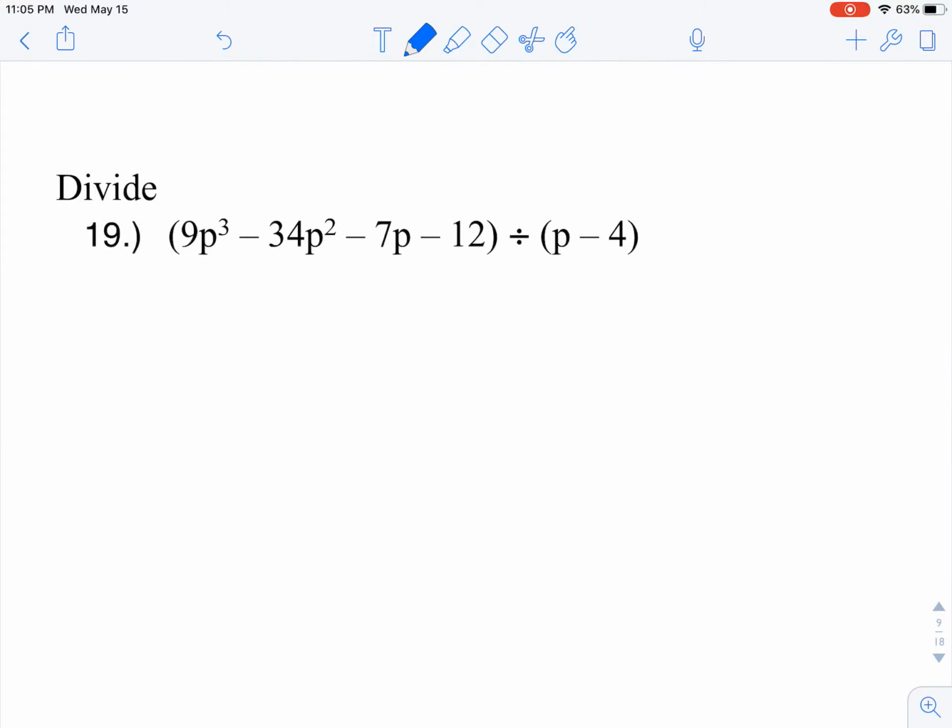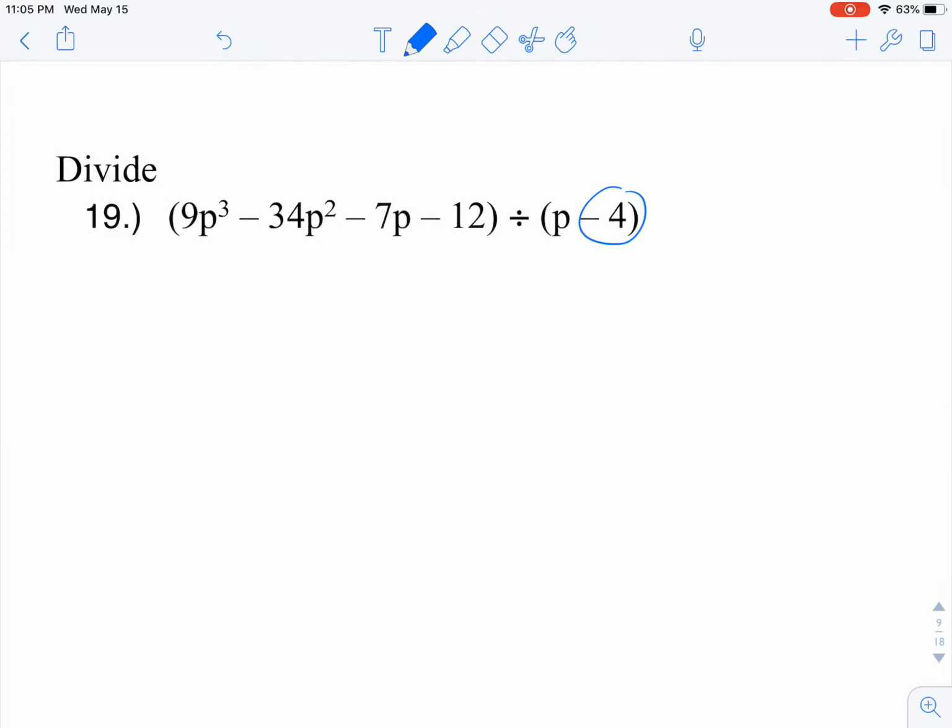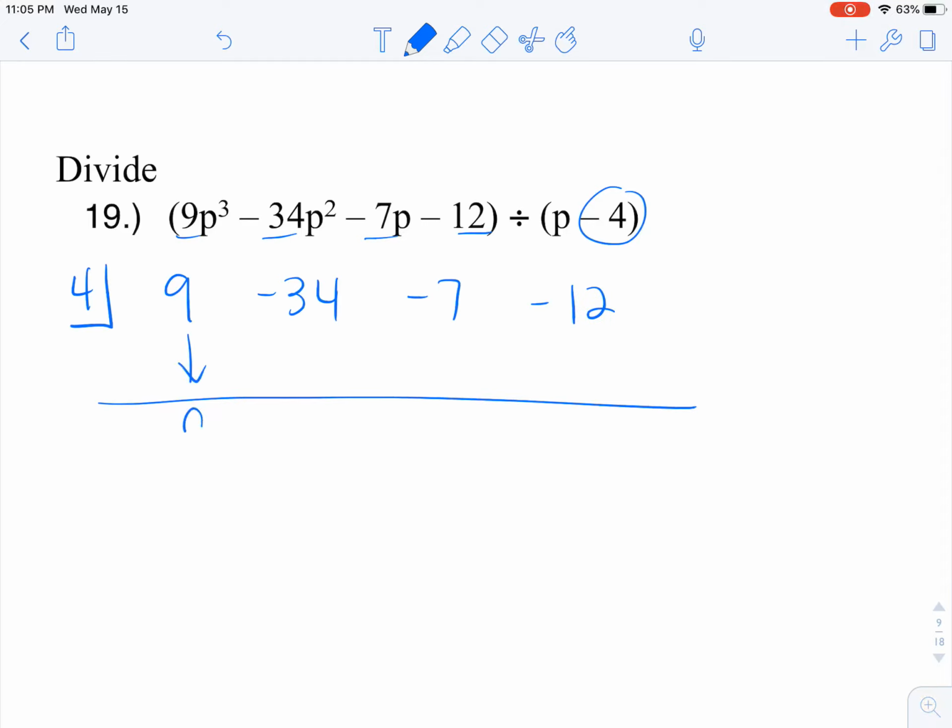All right, 19. This is synthetic division. Take the opposite of negative 4. So that's positive 4. And then we're going to take each one of our coefficients. So 9, negative 34, negative 7, negative 12. First one always comes straight down. We're going to take 4 times 9 gives me 36. And remember, we always add when we go straight down. So this is 2. And then 4 times 2 gives me 8. So this would be 1. And 4 times 1 gives me 4. And this would be negative 8.